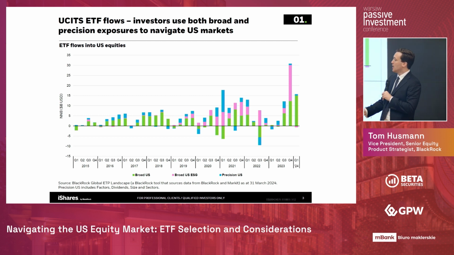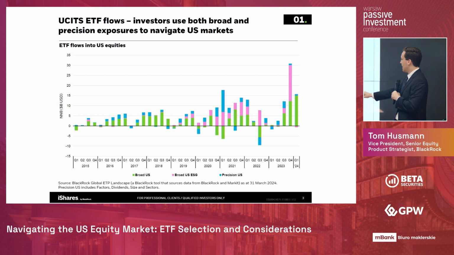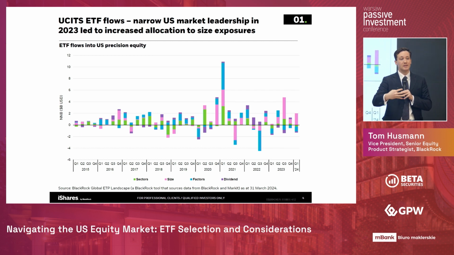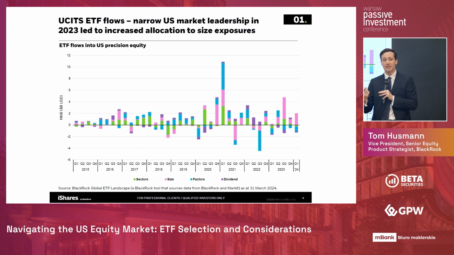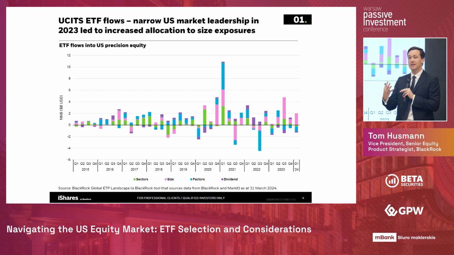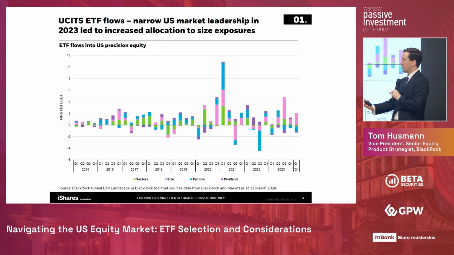But I wanted to really highlight now the precision exposure, so how clients are actually investing on a more granular perspective. So when they go beyond S&P 500 to have an active view with ETFs. So how clients are more proactively reflecting the views that we have in the markets and use ETFs as a toolkit to reflect these views in the market.